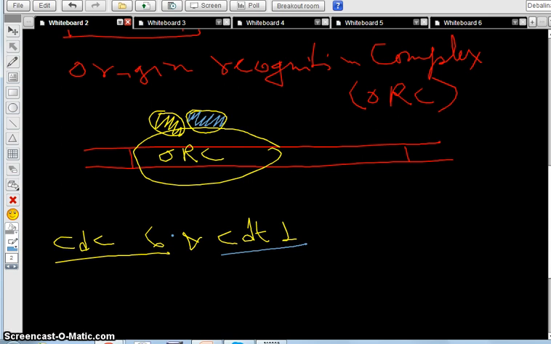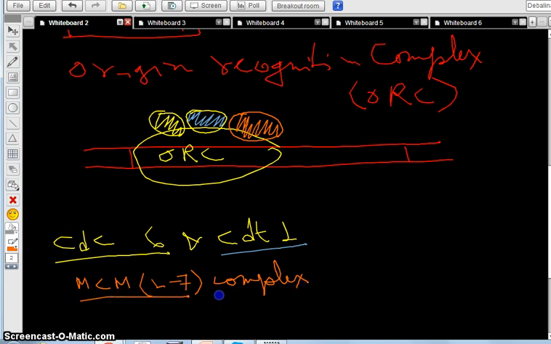Now these two proteins help in binding some more proteins, and that is the MCM2-7 complex. Now let me take a new color, and this is the protein which is known as MCM2-7. These 2-7 are the subunits, and this is the complex. When the ORC is there, it recruits the CDC6 and CDT1, which then help to bind this MCM2-7. And now the formation of the pre-replication complex is complete.